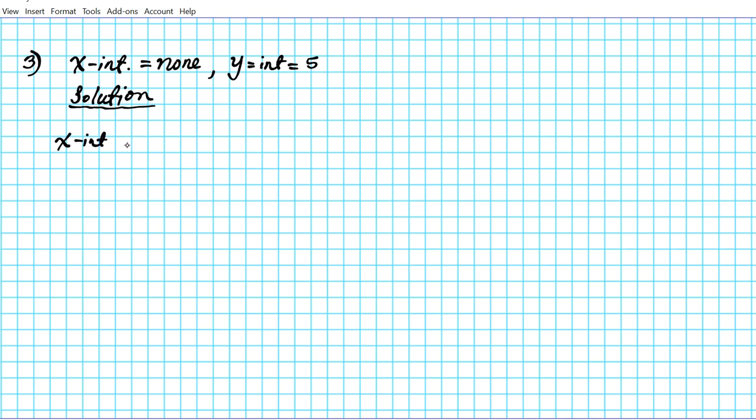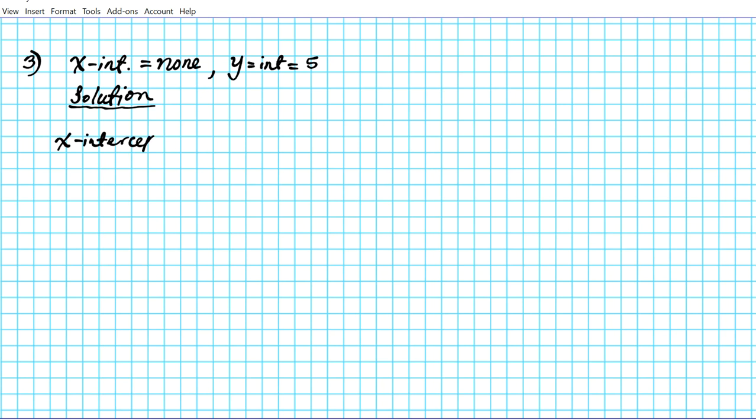Okay, let's take a look at question number 3. So for question 3, what if we have a situation where your x-intercept is none, but your y-intercept is 5? Now, how can we graph a situation like this where you have only one intercept? All right, so let's write down the respective coordinates that correspond to this information that we have here.